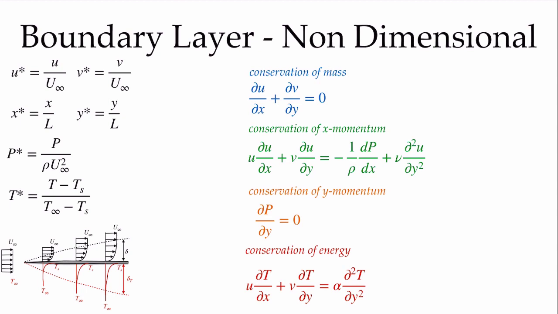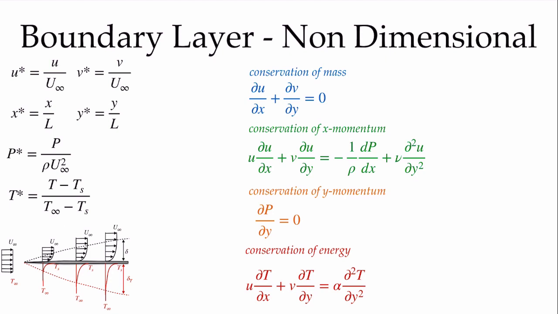Okay, I want to non-dimensionalize the boundary layer equations just to see the form of them, and we're going to non-dimensionalize them as we did before. The u component, or the velocities, are going to be non-dimensionalized by u infinity. Position variables are going to be non-dimensionalized by a length scale L, which in our flat plate is the length of the plate, and our pressure by rho u infinity squared, and our now familiar non-dimensional temperature.